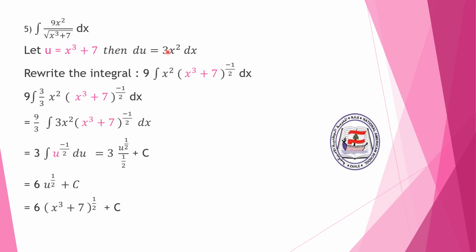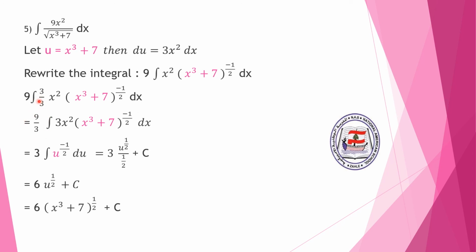And since it's obvious that we don't need the constant 9, we can write 9 integral x squared into (x cubed plus 7) to the power minus half dx. Since the constant 3 is missing, multiply and divide the integral by 3. We get 9 integral 3 over 3, x squared into (x cubed plus 7) to the power negative half dx.